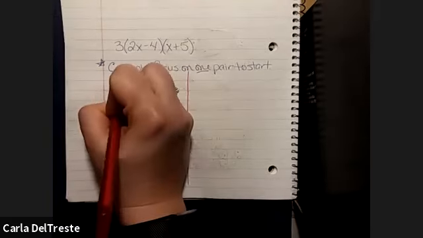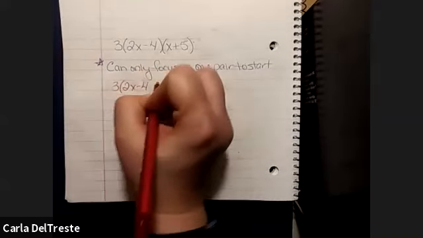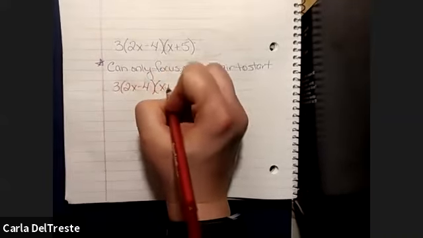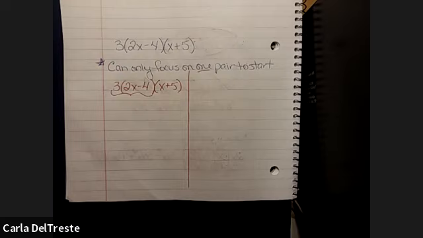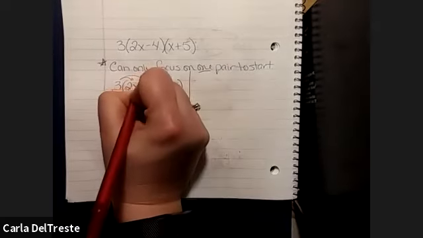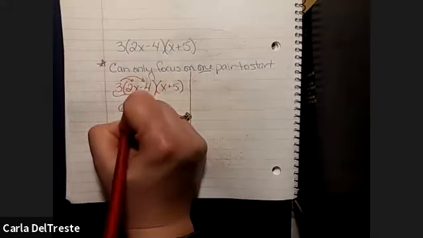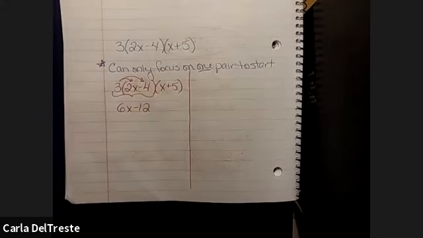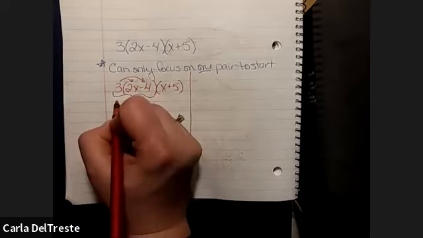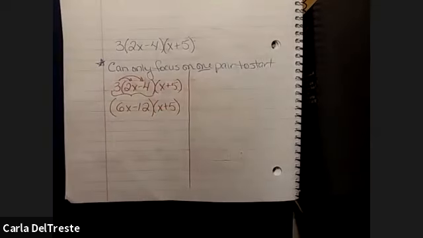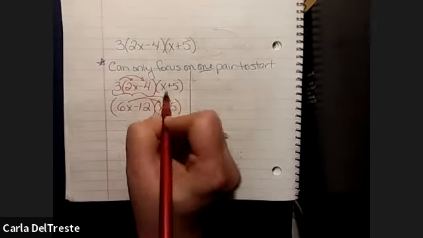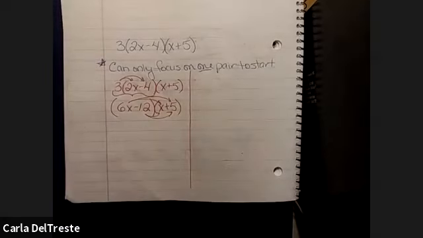First, I'm going to multiply by multiplying the 3 times the 2x minus 4 first. So I'm going to multiply the first 2 together first. If I do that, I get 6x minus 12. Now, that's a new polynomial. So I'm going to put that in parentheses and I still have to multiply by x plus 5. So I have to copy that down. Now I have to multiply these two binomials together. So I'm going to do the double distribution and get my terms.